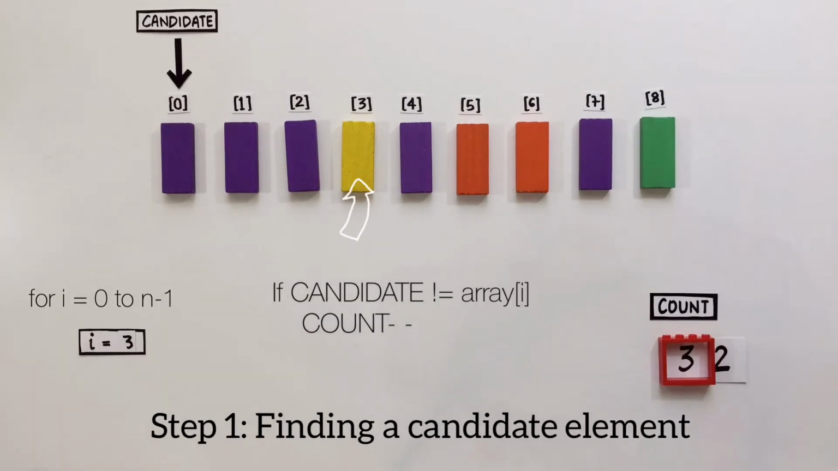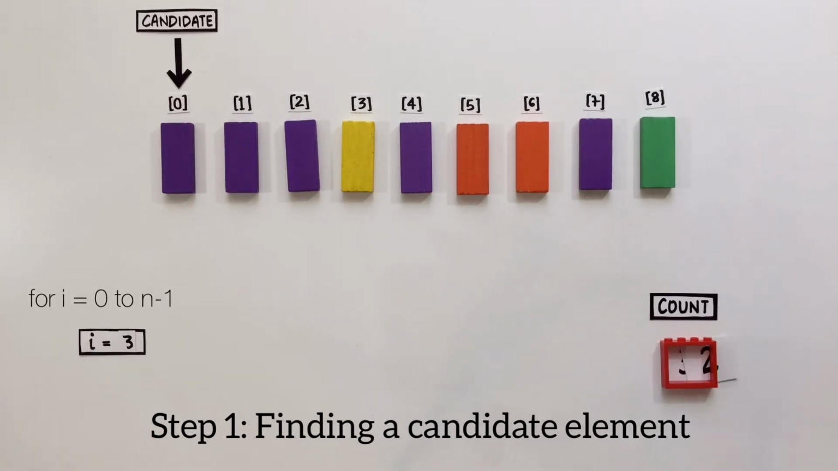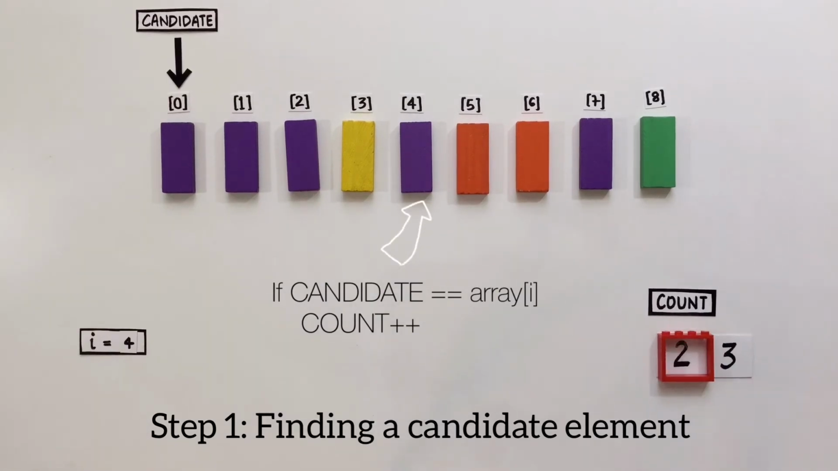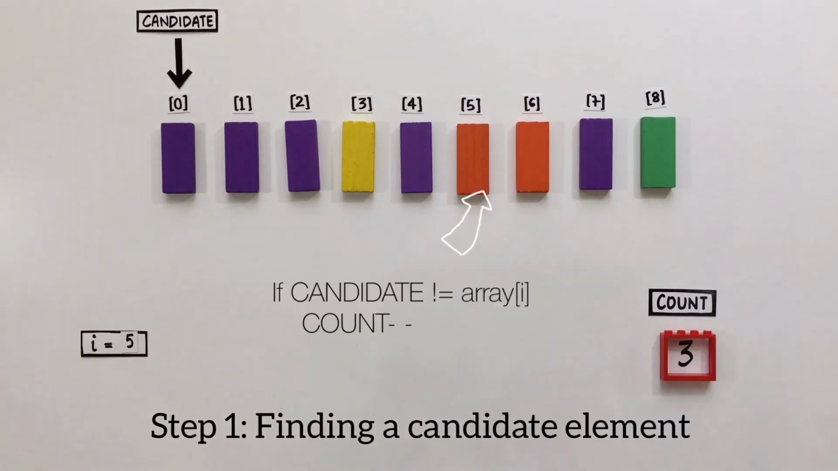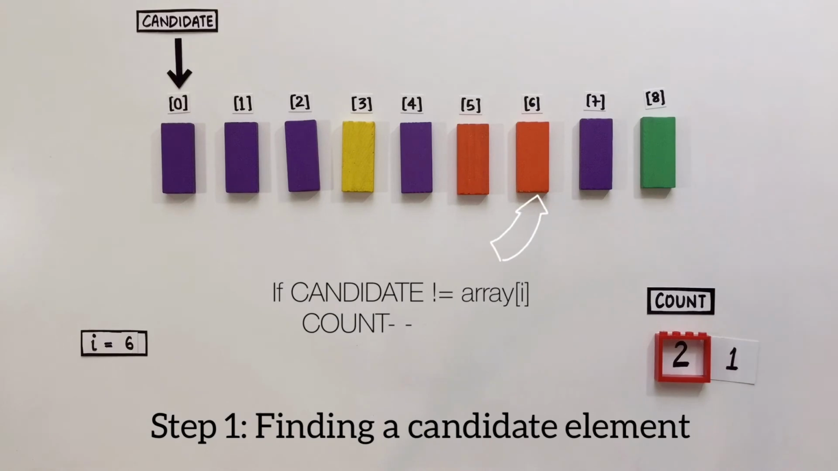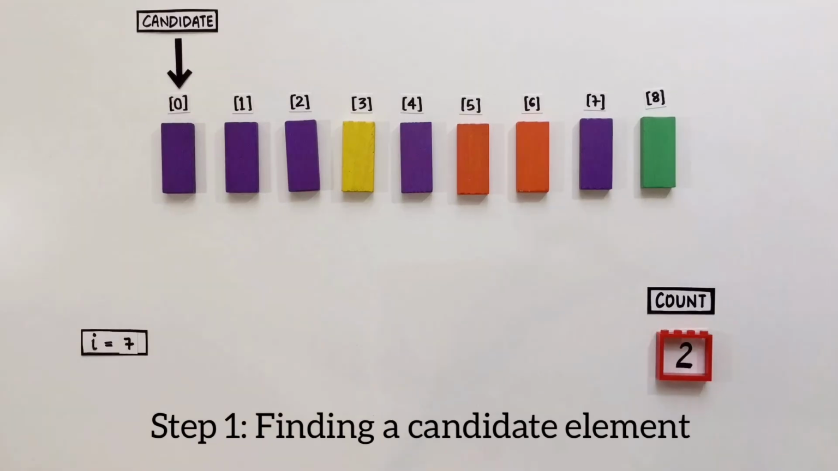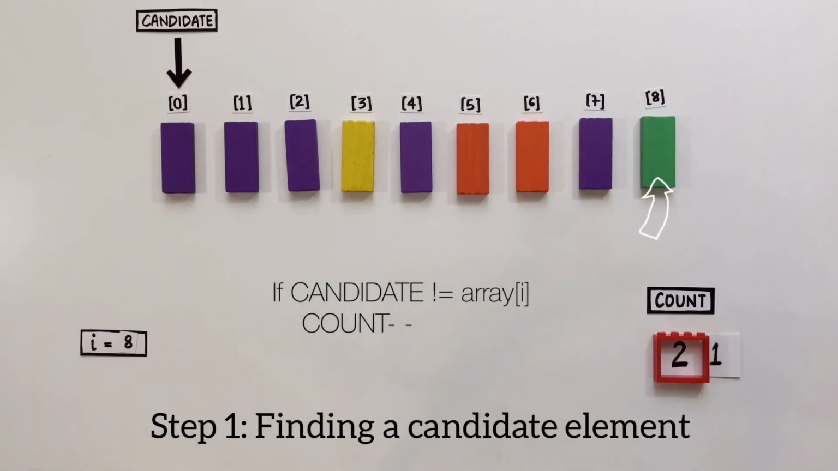Now we have a different element, yellow, so we decrement count. We get a purple again so we increment count. The next element does not equal the candidate element so we decrement count. Same for the next element. Now it's again purple so we increment the count. The last element is a different element so we decrement the count.